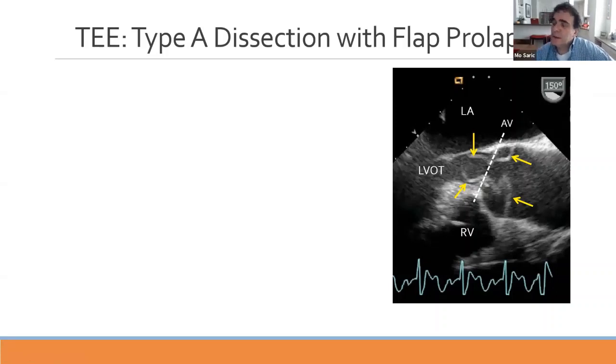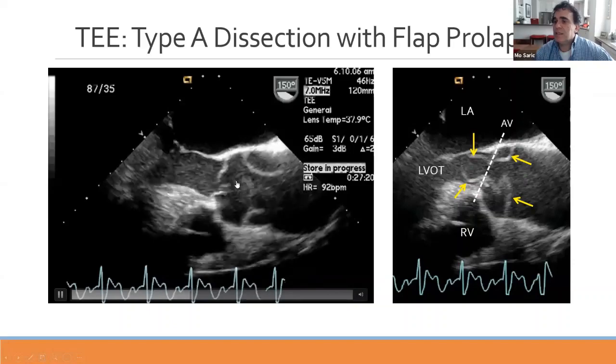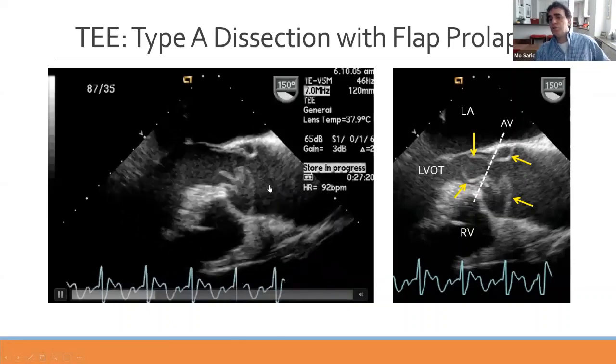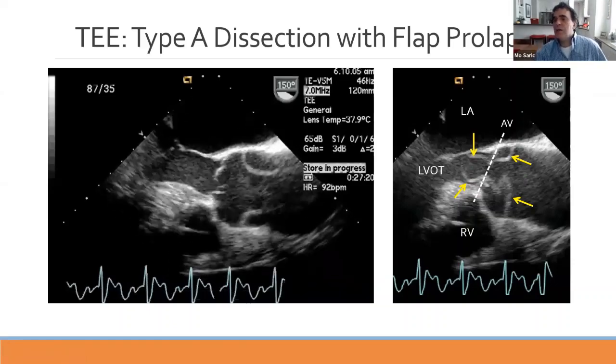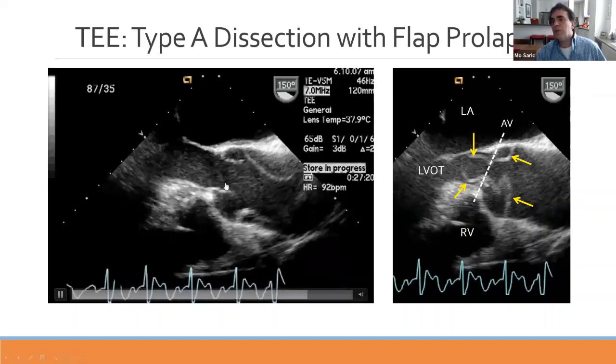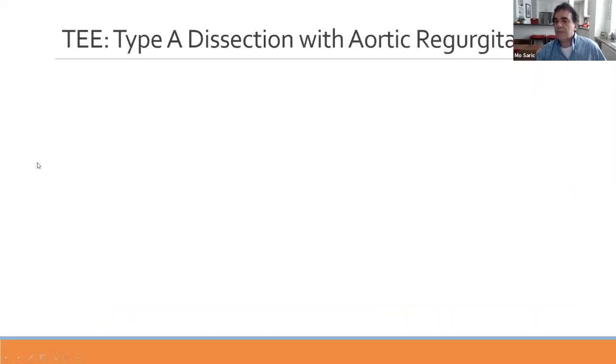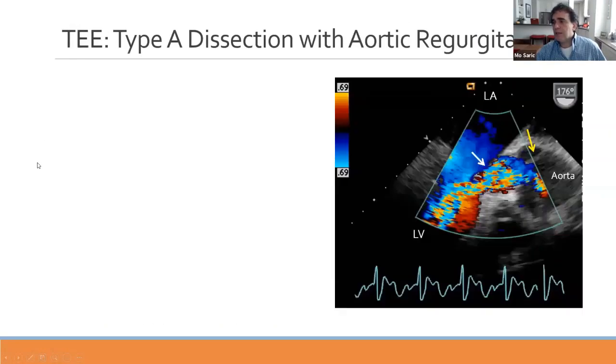So when the dissection flap prolapses through the aortic valve into the left ventricle, it can interfere with the function of the aortic valve, leading to aortic regurgitation. You can clearly see here that it's almost as if the patient has two aortic valves. It's an illusion because the dissection flap ruptured and now it's prolapsing through the aortic valve into the left ventricular outflow tract. And as a result, severe aortic regurgitation may result.